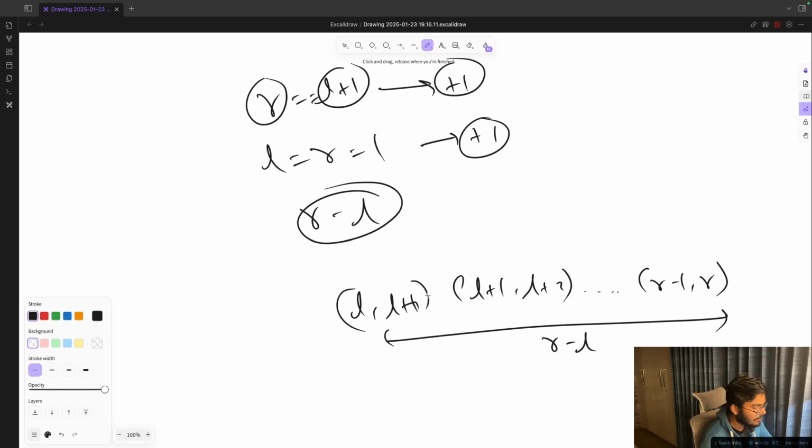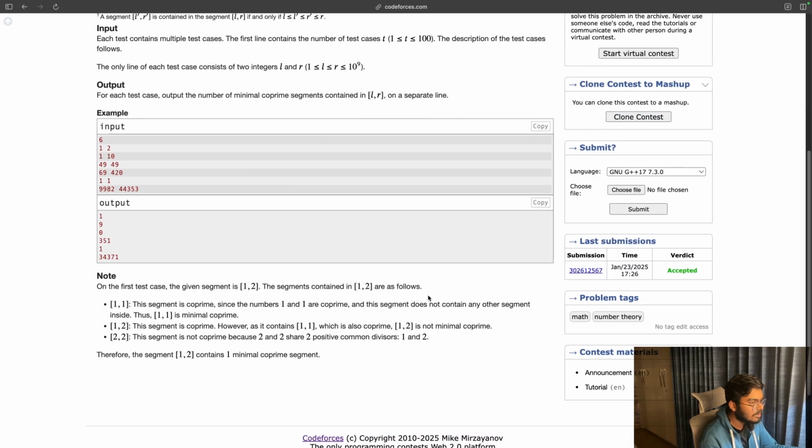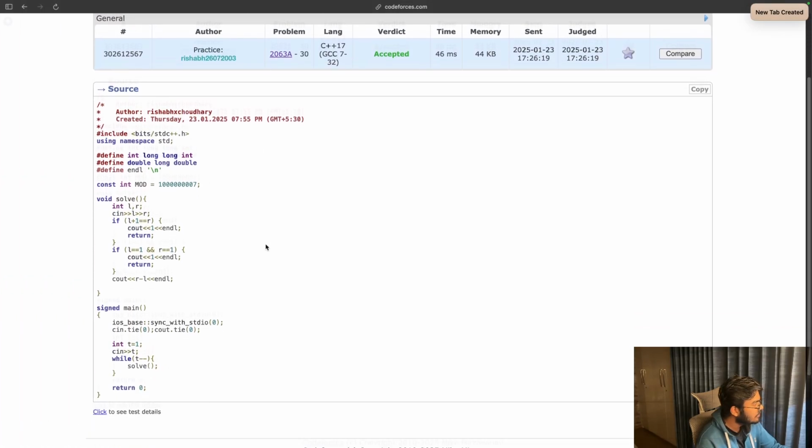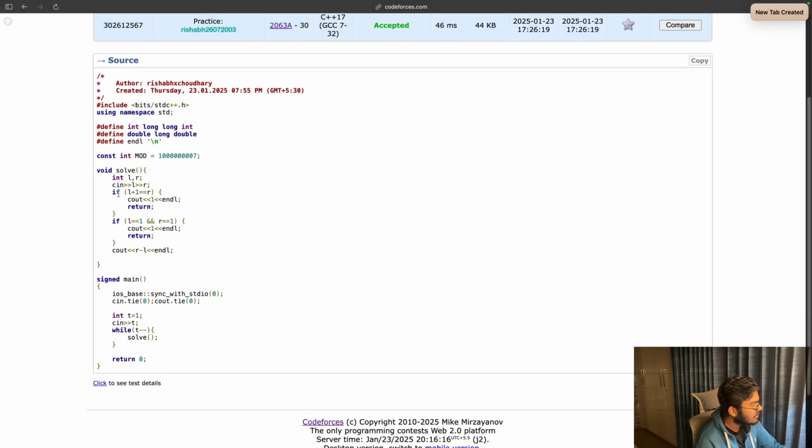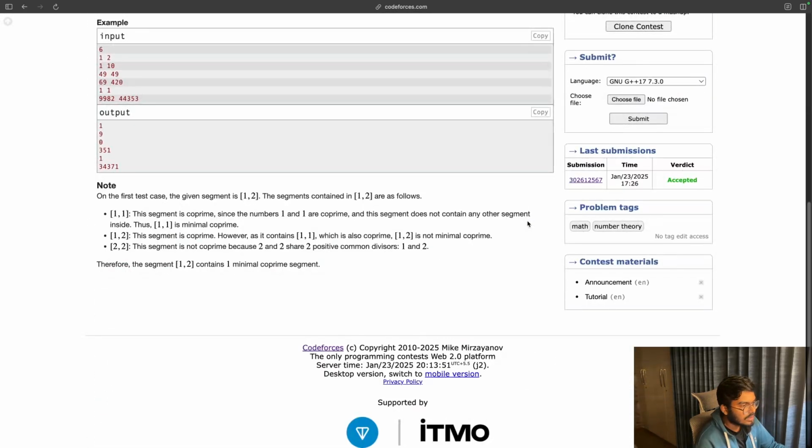So let's move on to the next problem, or if you want to see the code, I will also show you the code. Just check if L plus 1 equals R, then the answer is 1. If both are 1, then also the answer is 1. Otherwise the answer is simply R minus L. Okay, let's move on to the next problem.